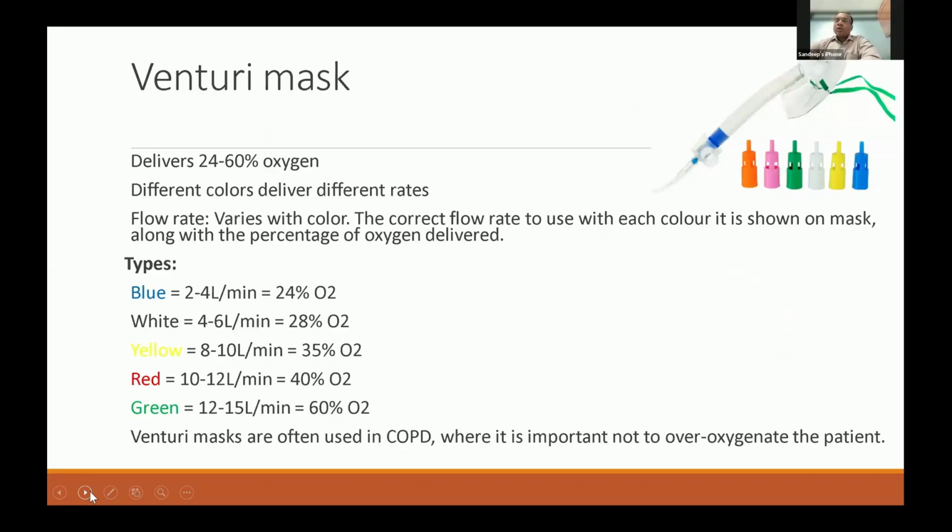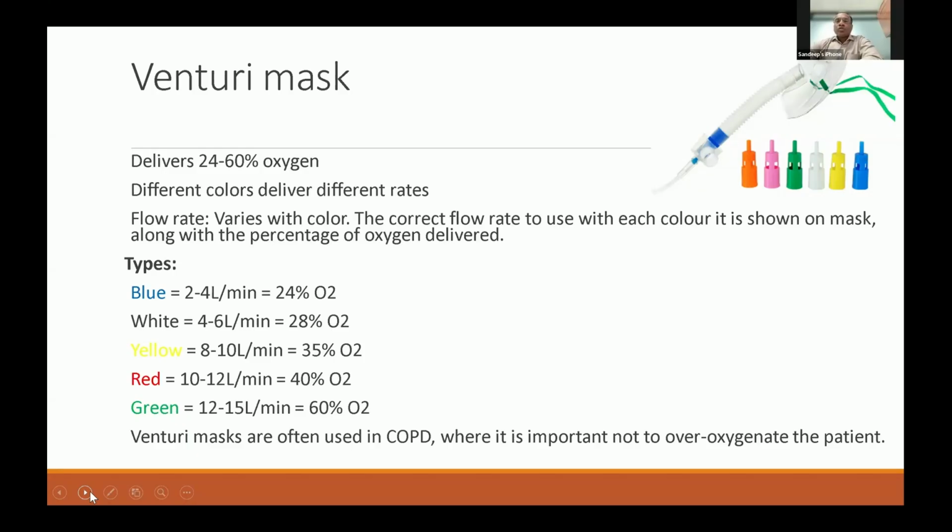Second important device for oxygen delivery is the Venturi mask. Okay, Venturi masks, all of you must have seen, I'm sure. They come in various colors and color coding systems. You can see many color coded Venturi systems. Can anyone tell me how Venturi works? What is the principle on which Venturi works? You can write down in the comments.